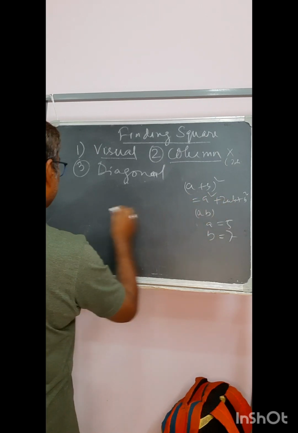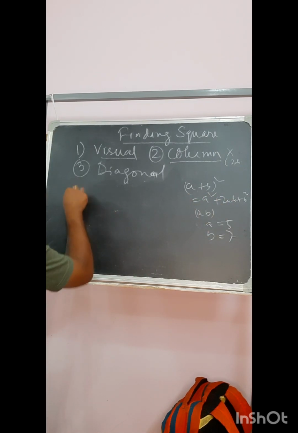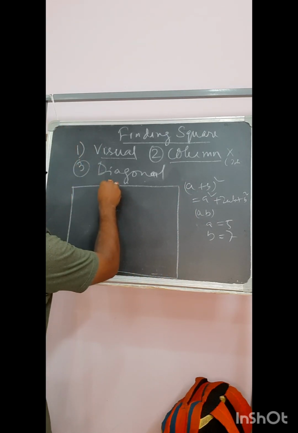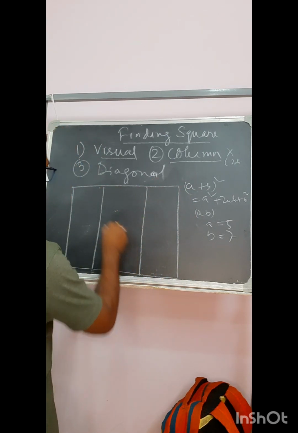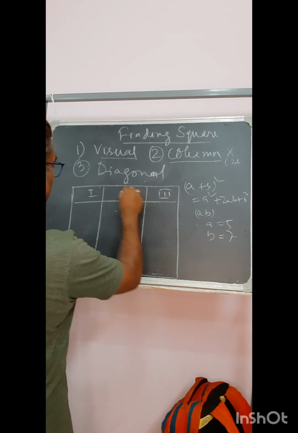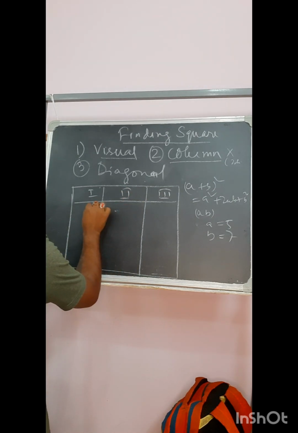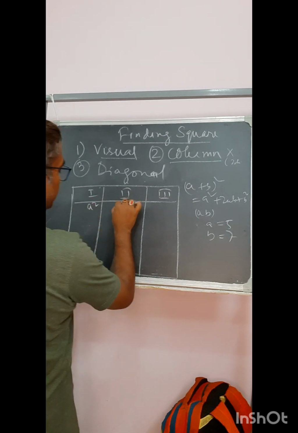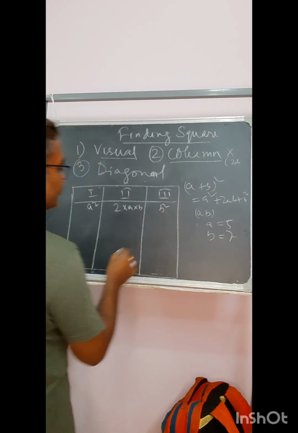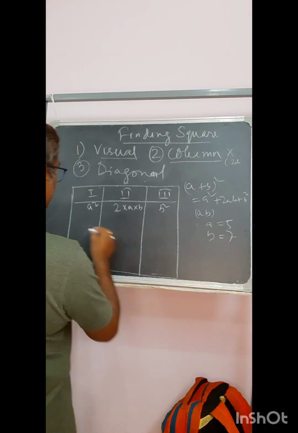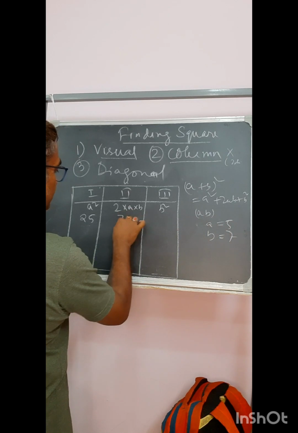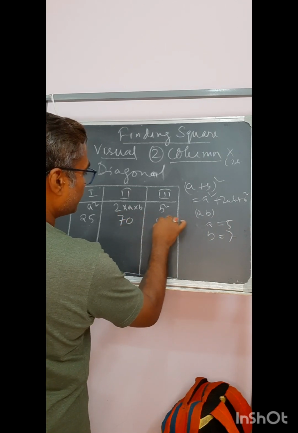I will use this identity. How will I use it? I will make one chart, and it will be divided into 3 columns. Column 1, column 2, column 3. Now in column 1, I will put A square. Here I will put 2 into A into B. Here I will put B square. So first put the values. A square is 25, it will give you 25. This is 70, and this will give you 49.